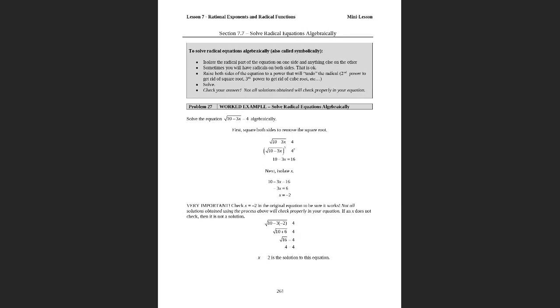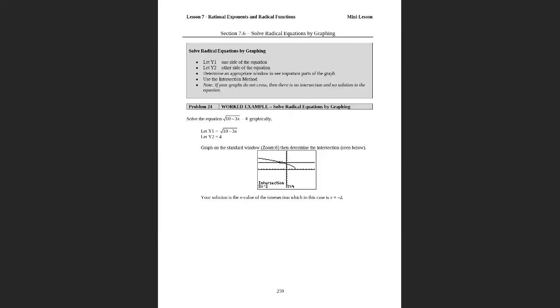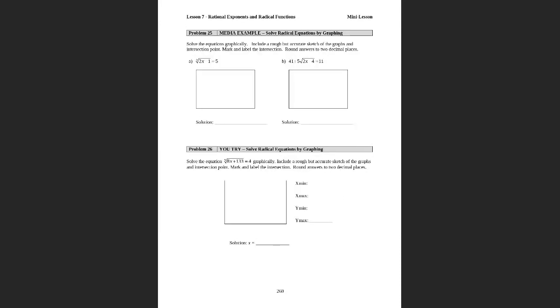When you have that, you are done. Now, what about these? Problem 25 is in the media example, so I'm not going to spend time with that. But I'm going to look at problem 27, then we move on.